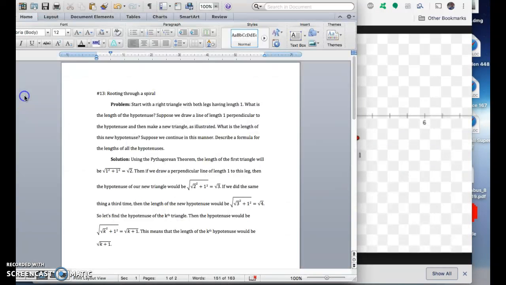Hi everybody. So I'm doing number 13 for assignment 8, which is rooting through a spiral. The problem starts with a right triangle with both legs having length 1. What is the length of that hypotenuse?